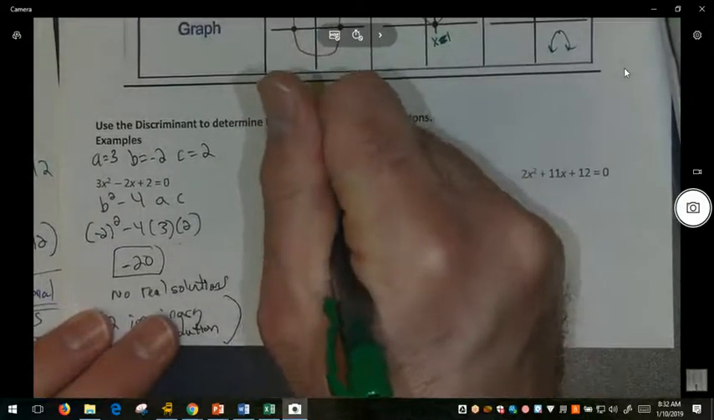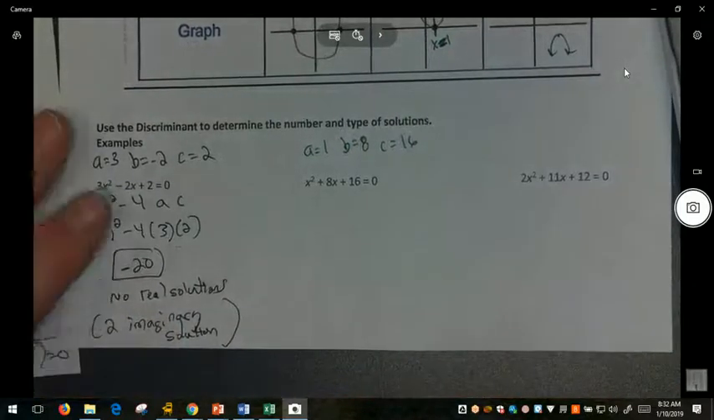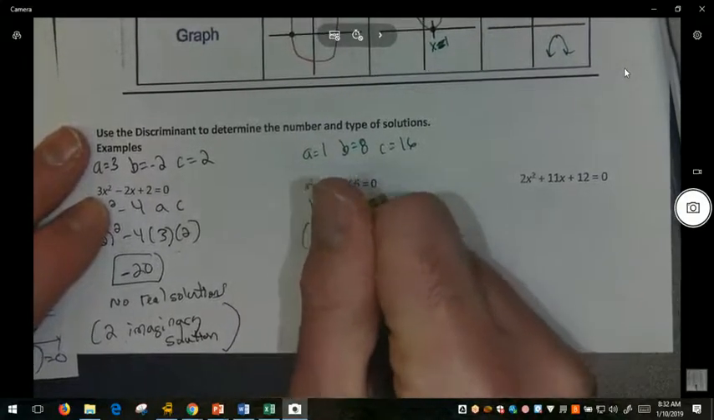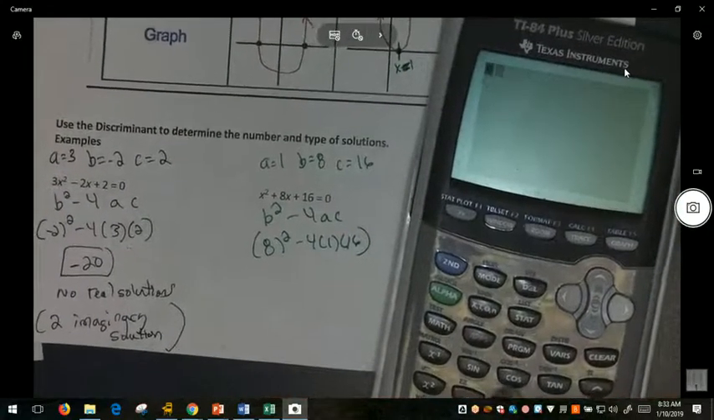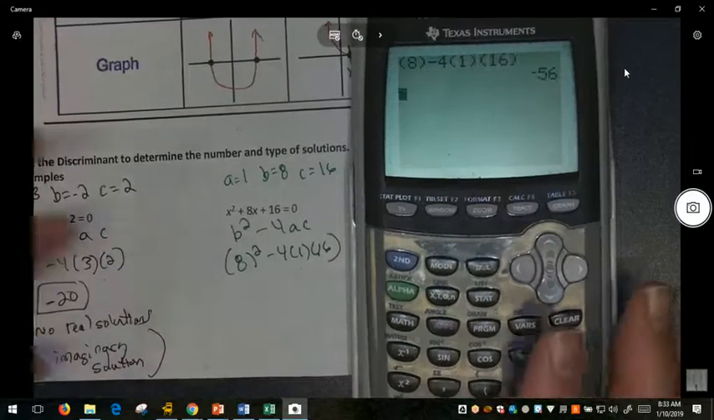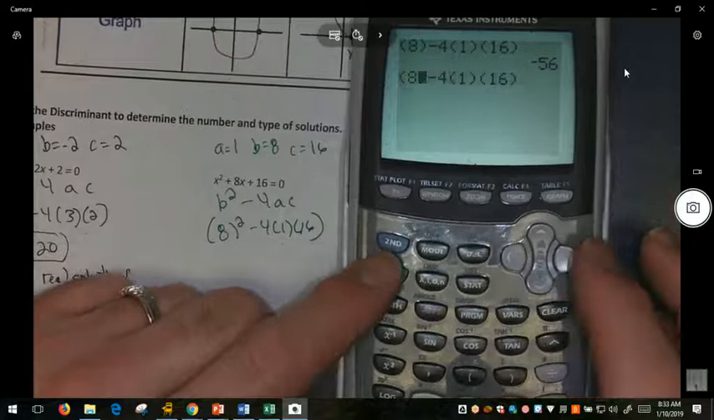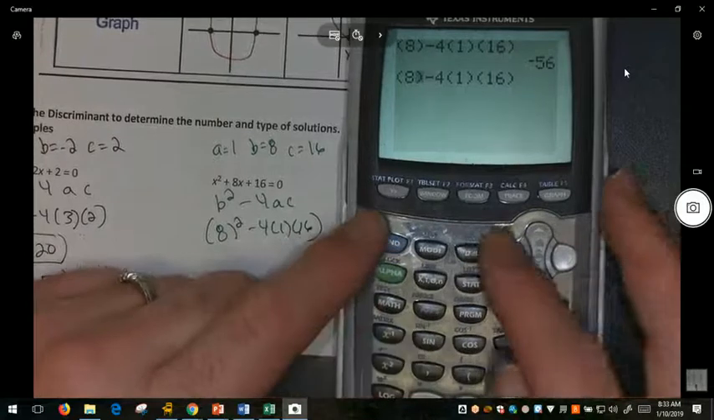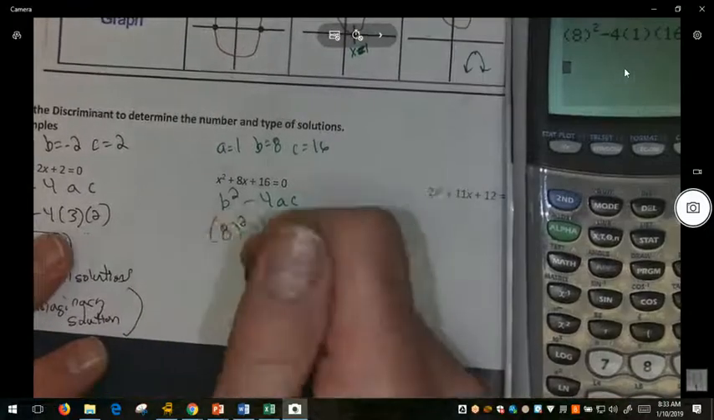So the value of A is 1, the value of B is 8, and the value of C is 16. So our discriminant for this problem, when I do B squared minus 4AC, I have 8 squared minus 4 times 1 times 16, which would be 64 minus 64, but let's plug it in anyhow. Minus 4 times 1 times 16 is in fact, whoops, I forgot to square that. Fine. Is in fact 0 because it's 64 minus 64.